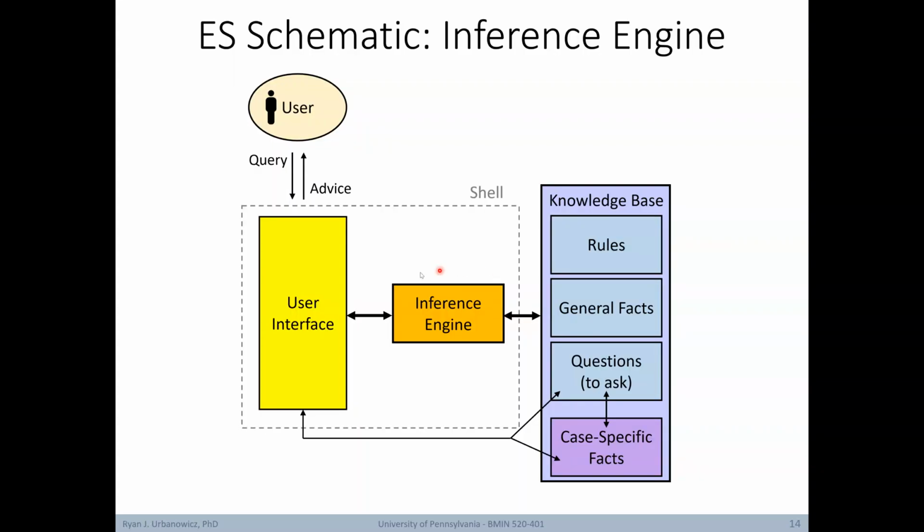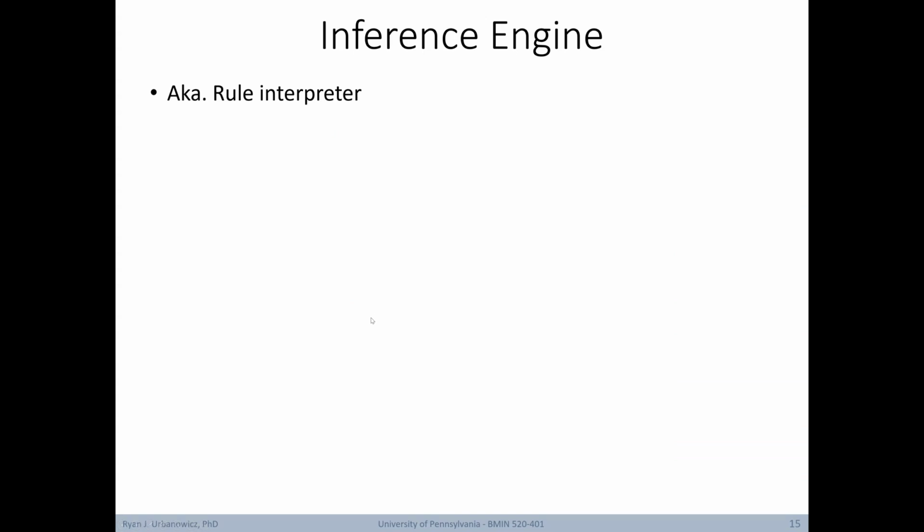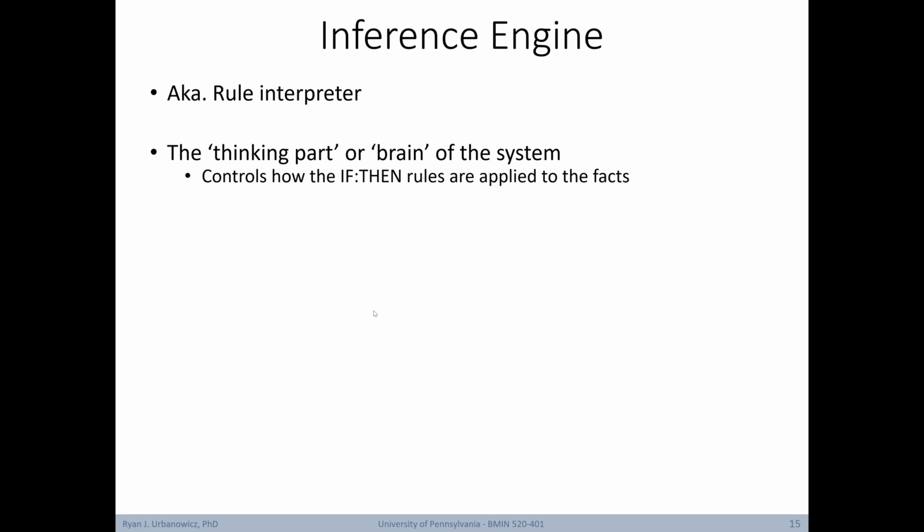Next, let's move to the inference engine. The inference engine obviously plays a central role in how an expert system works. Notice that the inference engine interacts with the knowledge base, as well as the user interface. The inference engine is also known as a rule interpreter, and it's basically the thinking part or the brain of the system. It controls how the if-then rules are applied to the facts.